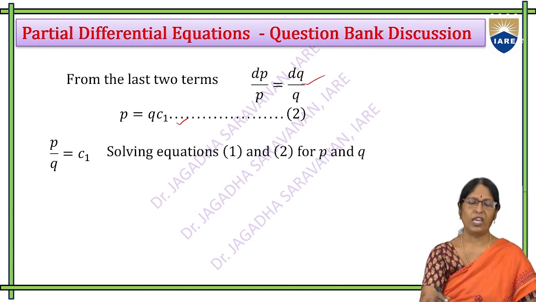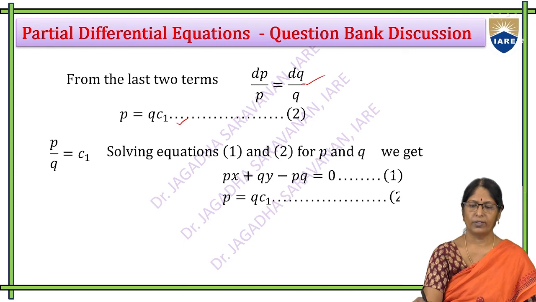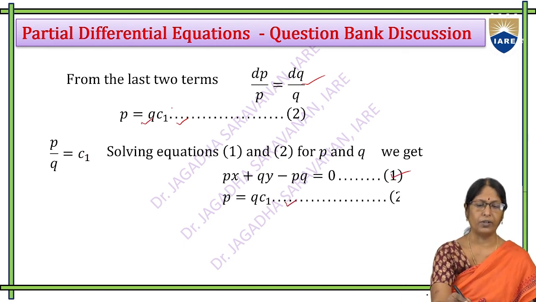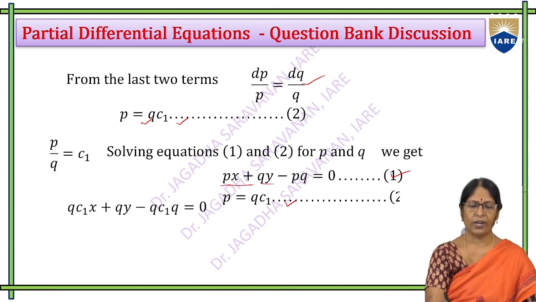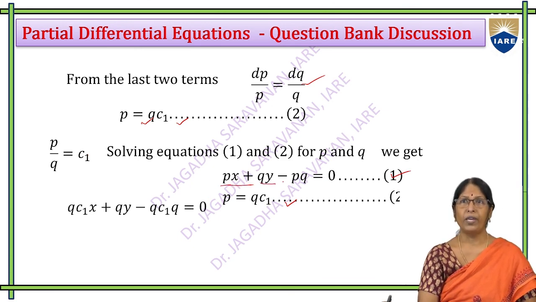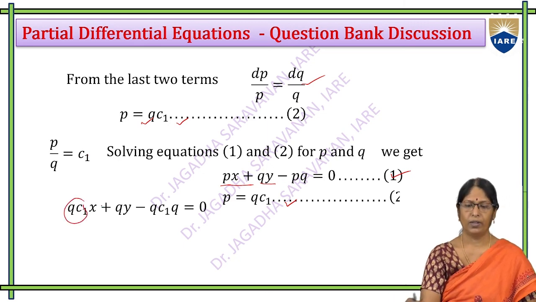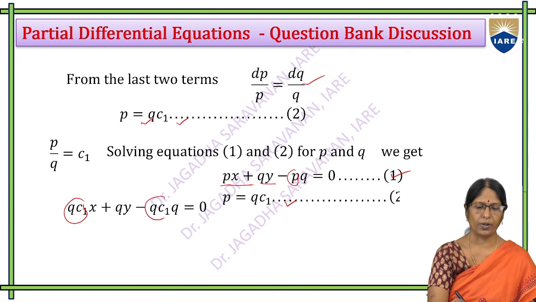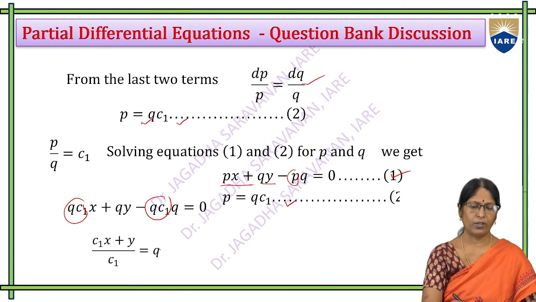Now, from equations 1 and 2, we will solve for p and q. This is our given question, and this is what we obtained here. In the given question, wherever p is there, it is replaced by q c1. Here also p is there, and it is replaced. We do the simplifications where possible, and we obtain q.